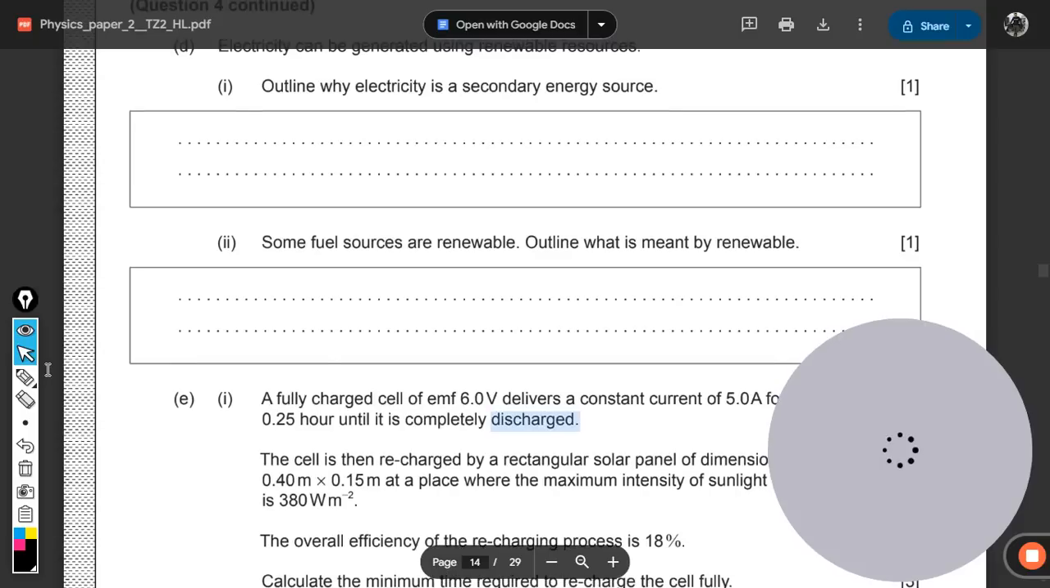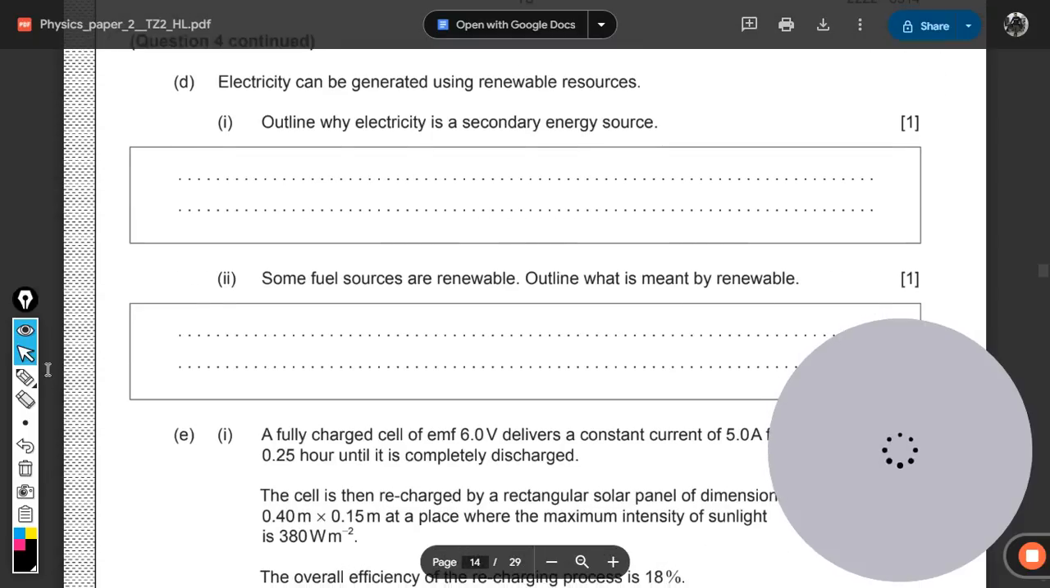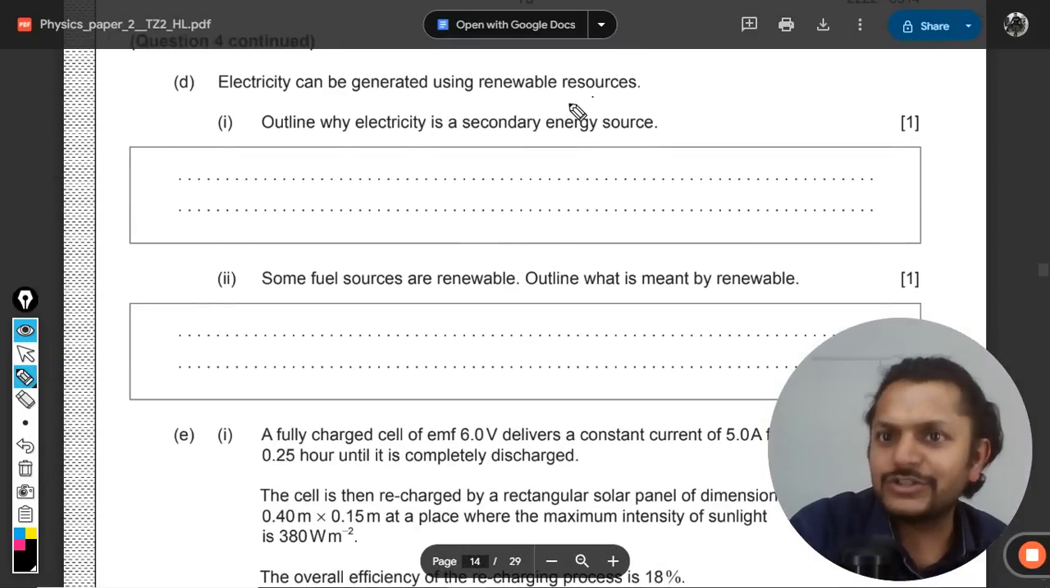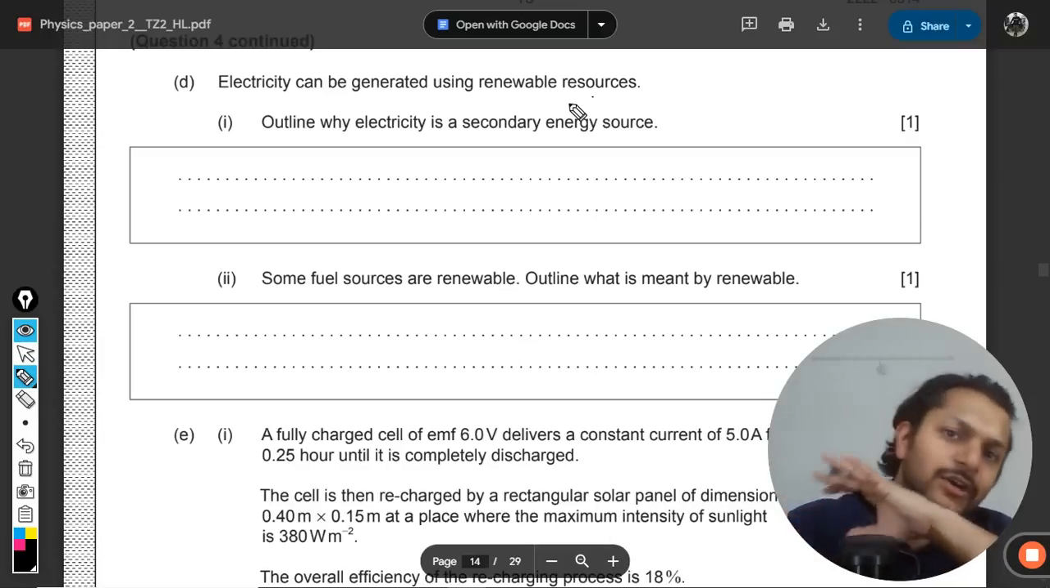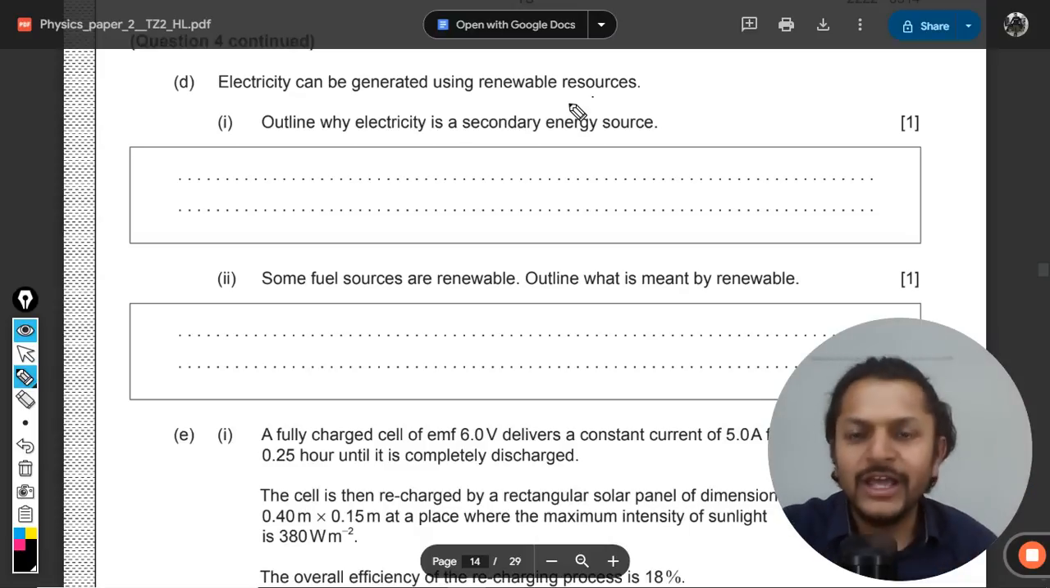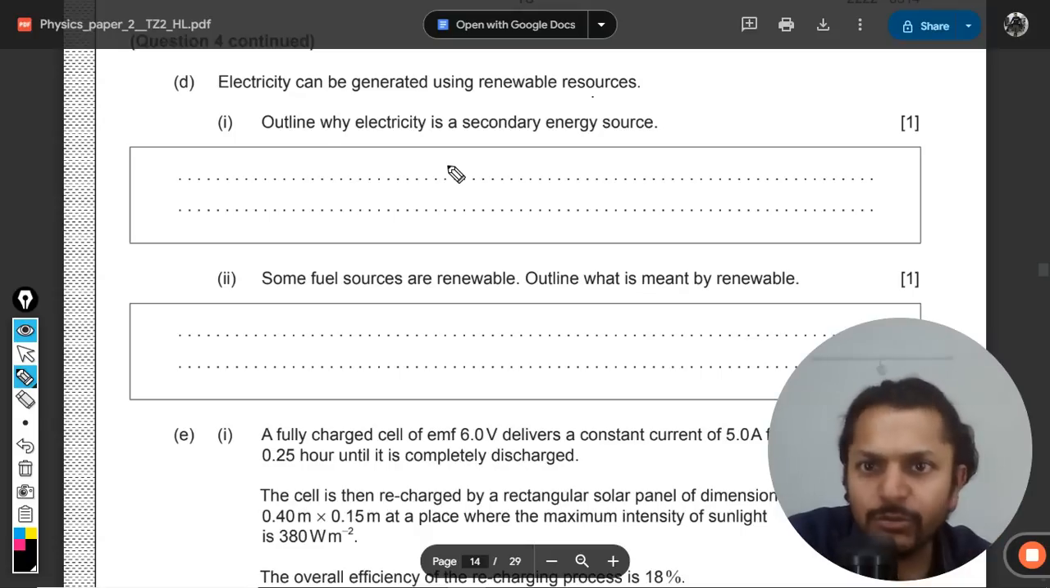Oh, E is also there. Oh my God, it's a very long question. Yes, electricity can be generated using the renewable resources. So qualitatively, now completely the topic is changed. In this case, we are talking about topic 8 now. Electricity can be generated using the renewable sources.